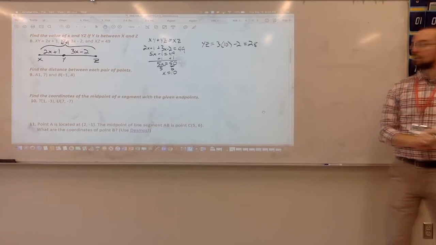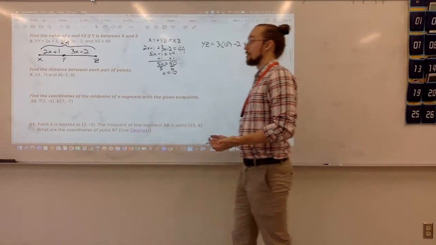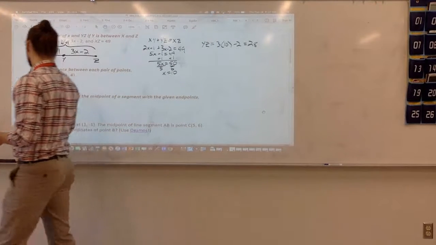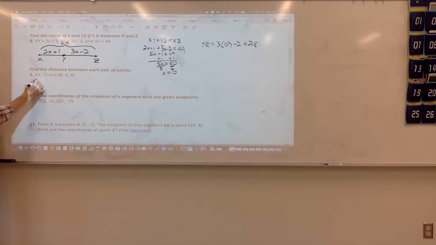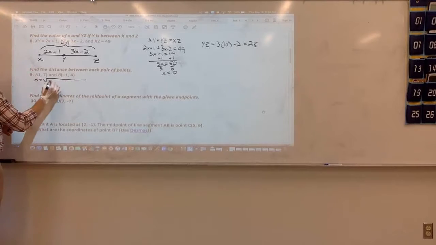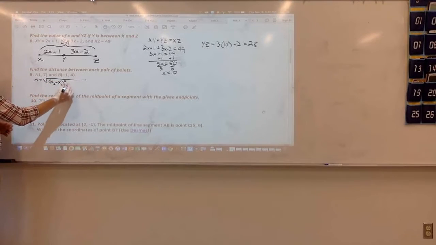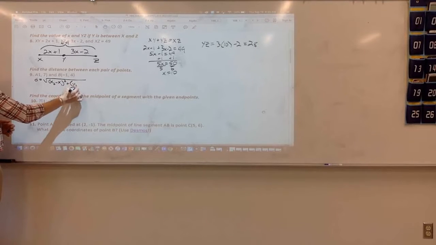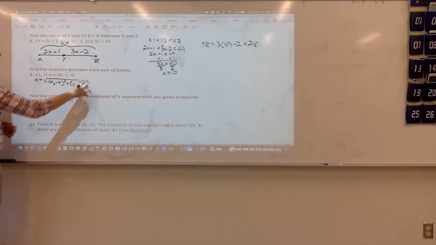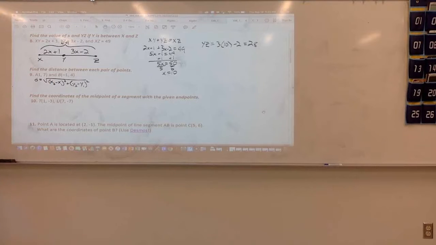All right. The next one, finding the distance. Well, we have a distance formula that you do not have to memorize. And this will be on the test tomorrow. You will have this. But this is the distance formula. So what I need to do is label my points: x1, y1, x2, y2. And just plug these values into the formula.